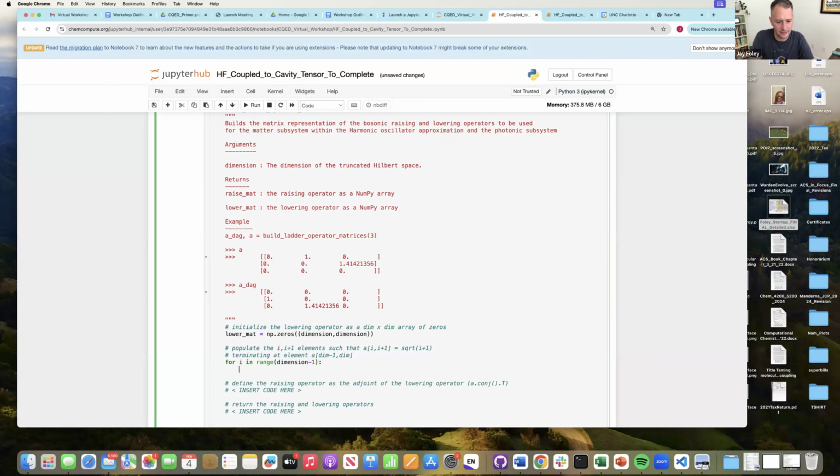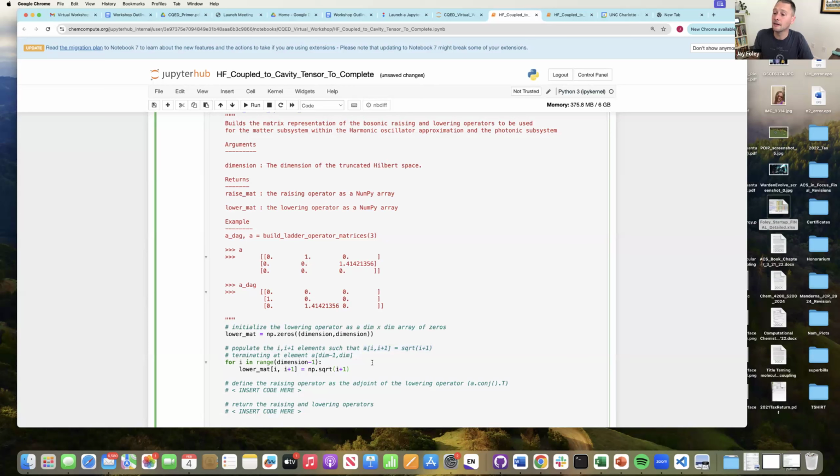And what I'll then do is set lower mat I, I plus 1 to be equal to the square root of I plus 1, where I'm going to use np.sqrt to get the square root. So this loop should basically fill out lower mat with this logic. That's basically the upper triangle elements, I and I plus 1, are equal to the square root of I plus 1.